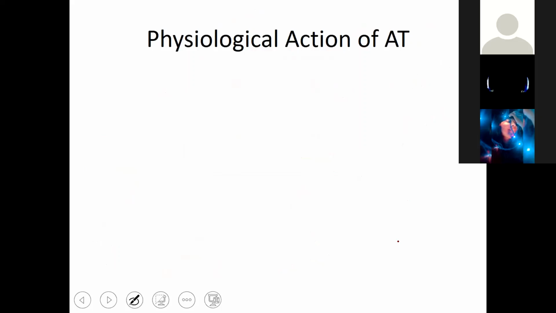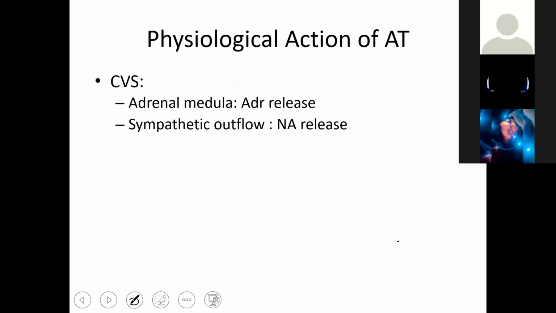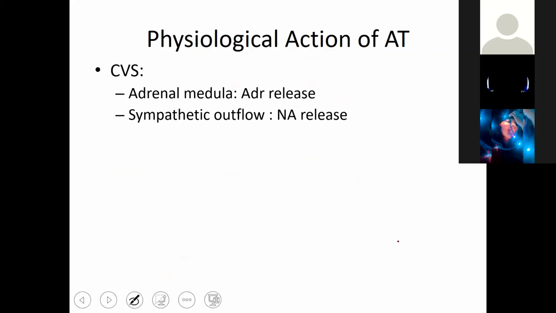So what are the physiological actions of angiotensin? We have just seen one or two, like your adrenal gland and your blood vessels. We'll see in detail. Not only your adrenal cortex, but it also acts on the adrenal medulla. The adrenal medulla is a representative of the sympathetic nervous system, where the cell bodies are present, but not the axons. It releases adrenaline from the adrenal medulla.